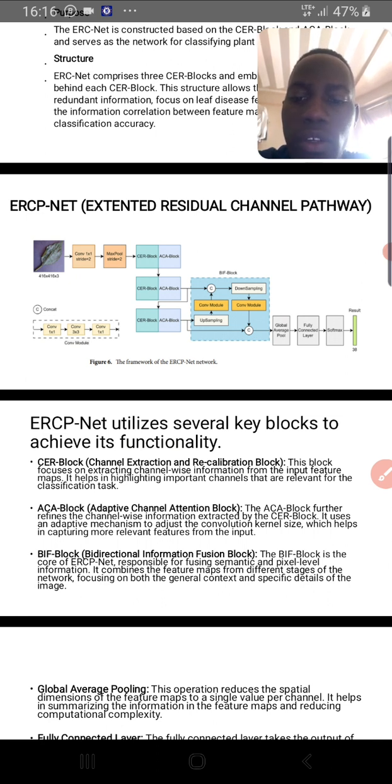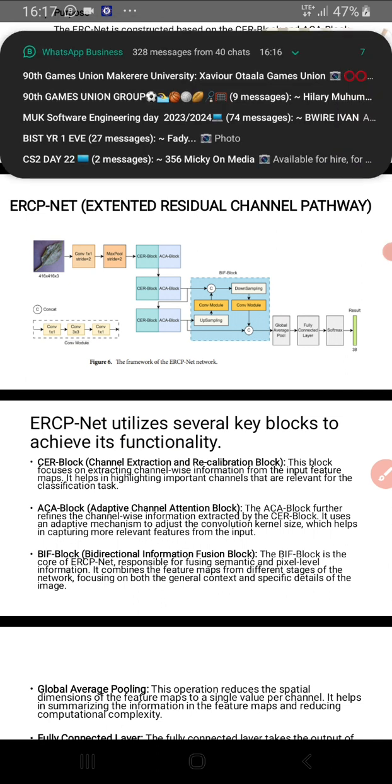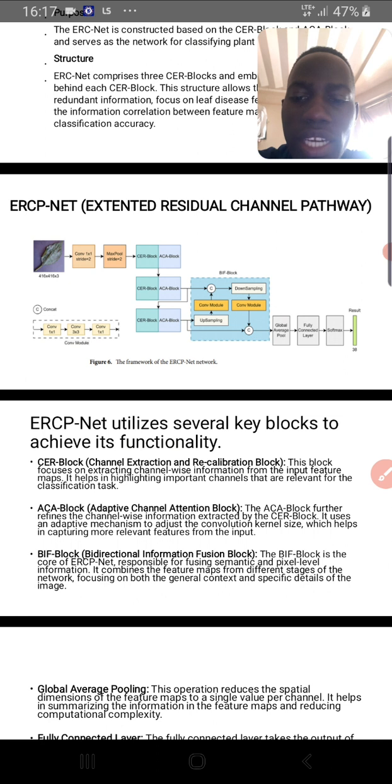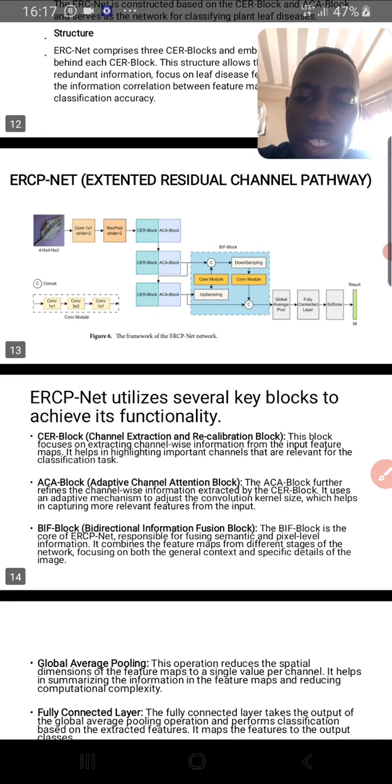Remember, we are following our computational problems, so this BIF is the one that makes this model focus on semantic and pixel level information. It combines feature maps from different stages of the network, focusing on both general context and specific details of the image.